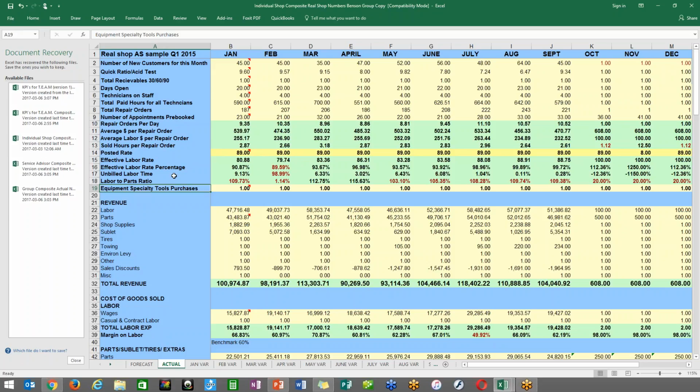Just so you know, this equipment specialty tools purchase doesn't relate to any of the calculations.